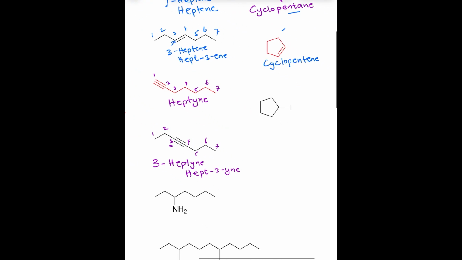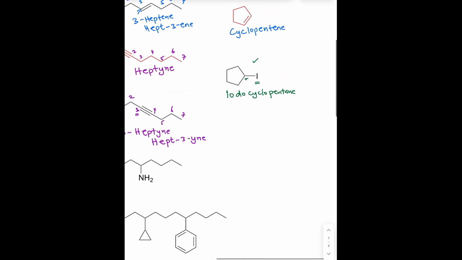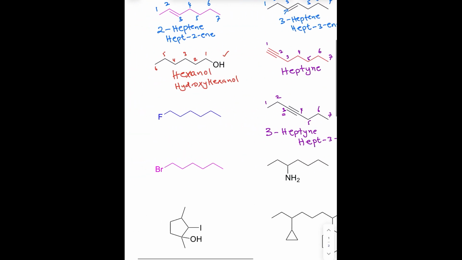Next, we go to alkyl halide. So this has 5 carbons and has an iodine at that position. So that will be position number 1 here. So it will be iodocyclopentane because it has 5 carbons. This has 1, 2, 3, 4, 5, and 6. So that will be fluorohexane.